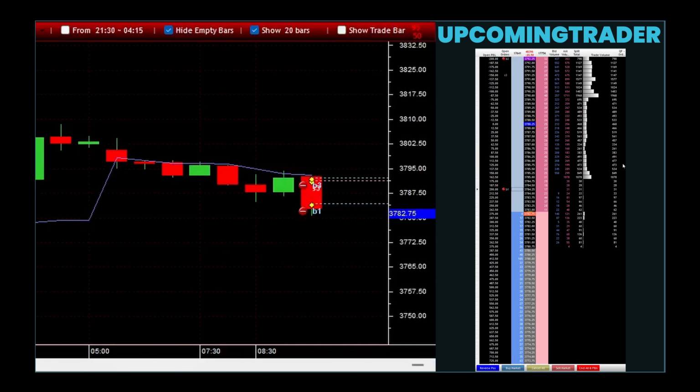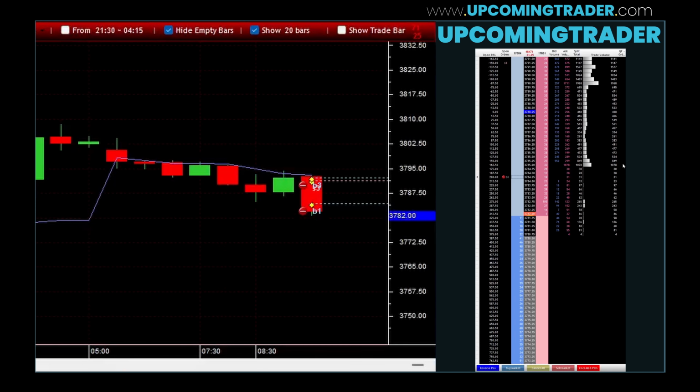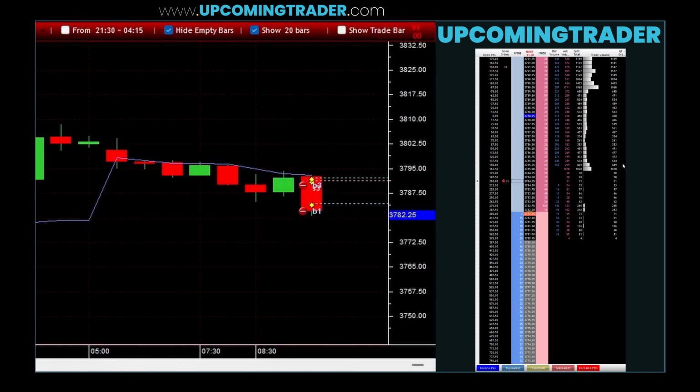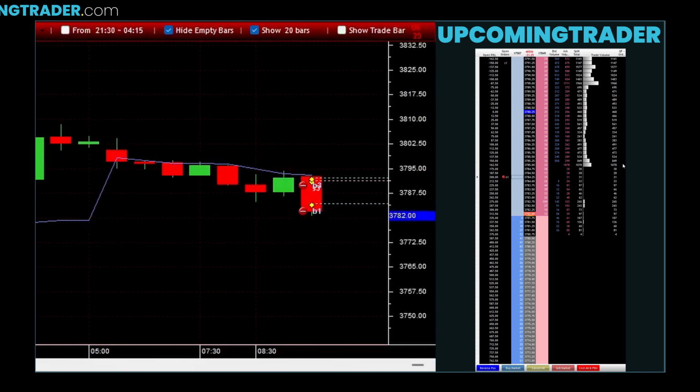The appearance of the three white soldiers is significant as it demonstrates a sustained period of buying pressure, where buyers consistently dominate the market. Traders view this pattern as a reliable signal of changing dynamics in the market, potentially indicating the start of a strong upward movement or rally. As with all candlestick patterns, it is advisable to consider the broader market context and other indicators to make informed trading decisions.